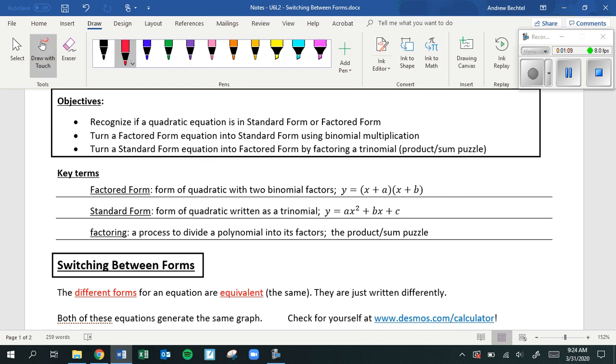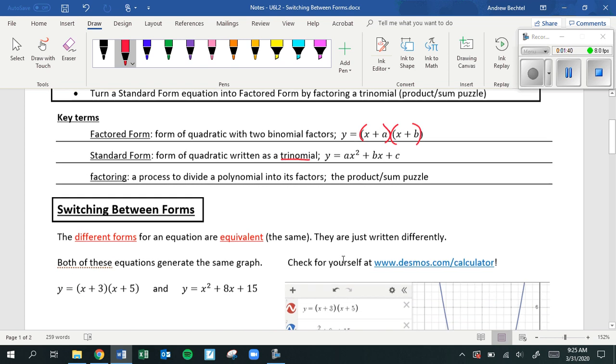We want to review some key terms, specifically factored form. That is one of the forms we learned of in Lesson 1, and it's got the two factors. It's got two sets of parentheses. Standard form was another form where we had a trinomial. That form has three terms. There's no parentheses, so we want to look out for that as standard form. And finally, factoring. That's the process to divide a polynomial into factors. This is that product sum puzzle.